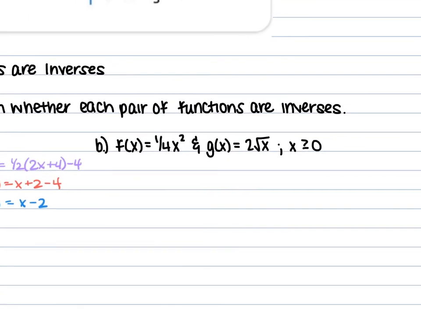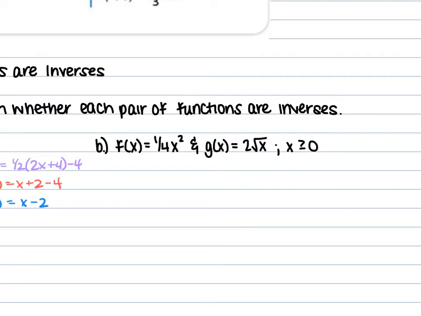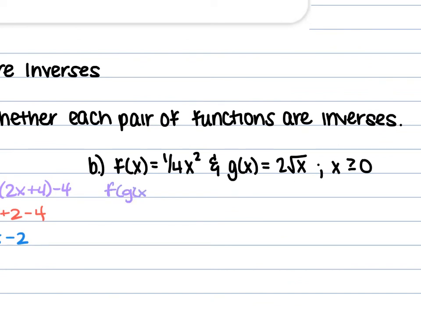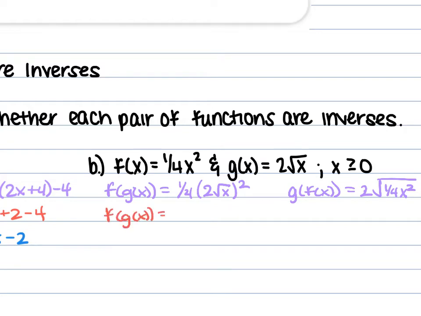For b, we have f of x is 1/4 x squared and g of x, which is 2 square root x, where x is greater than or equal to 0. So first we're going to do f of g of x, which is going to be 1/4 times (2 square root x) squared. Then we're going to do g of f of x, which is going to be 2 times the square root of 1/4 x squared. So f of g of x is equal to 1/4 times 2 squared times the square root of x squared. So this is going to be 1/4 times 4x. The 1/4 times 4 is just x, so f of g of x is equal to x.